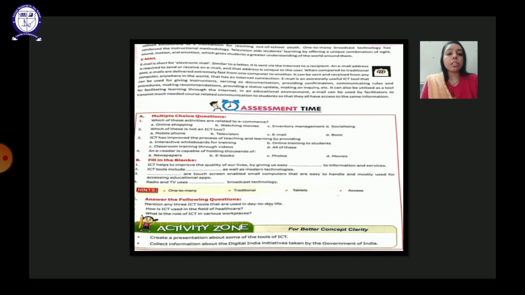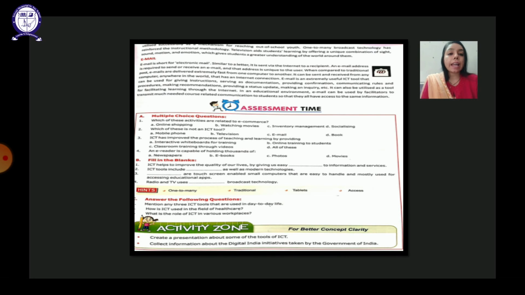Second is, which of these is not an ICT tool? Mobile phone, television, email, book. Book is not an ICT tool because it is in the hard copy form. Rest all are there with the help of which we can read the soft copies. Next is, ICT has improved the process of teaching and learning by providing interactive whiteboard for training, classroom training through videos, online training to students, all of these. So the answer of this question is all of these.